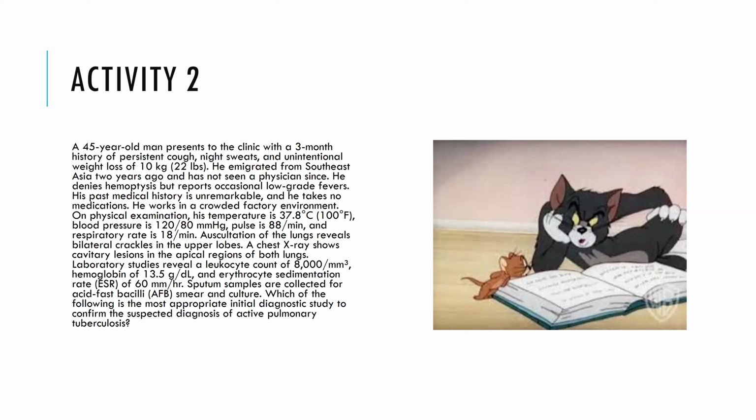Okay, so some of his symptoms that point towards TB are the persistent cough, the night sweats, the unintentional weight loss, and also he's an immigrant from a geographical region that has a high number of people with TB. He also works in a crowded factory, which is a risk factor. What else? The cavitary lesions in the apical regions of his lungs, according to the X-ray, could also point towards a complication of long-standing TB. Yeah, that's about it.